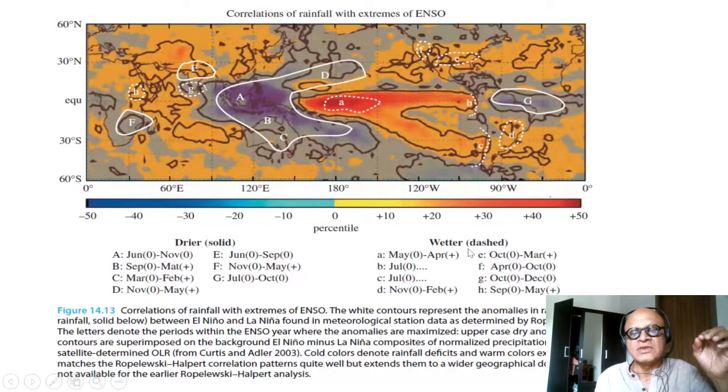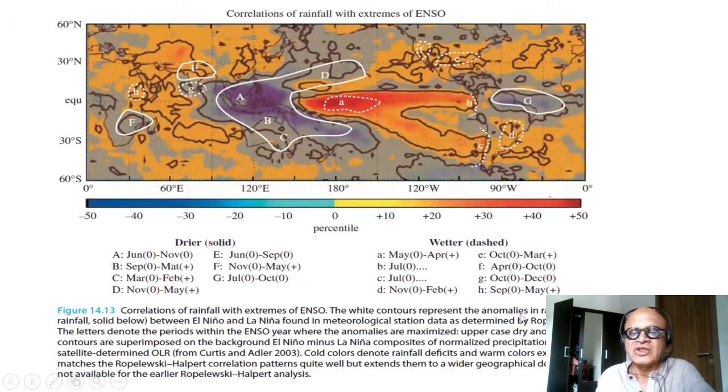And there are regions which are wetter when El Nino comes. So if you just look a little bit carefully here, for example, the seasonality: the Sri Lanka and Peninsular India region is during July to October, and here it's during June to September. So you are looking at the temperature and precipitation signals, and correlations of rainfall with extremes of ENSO.